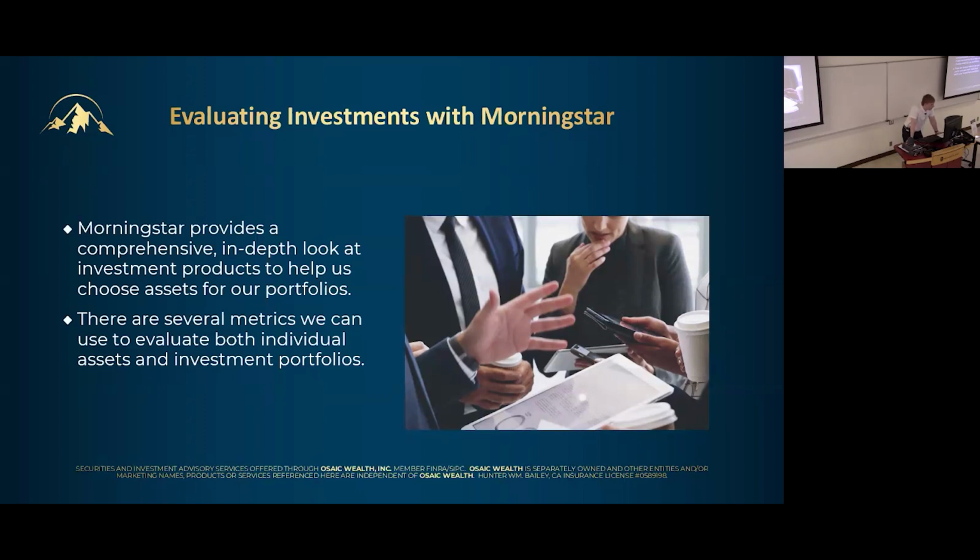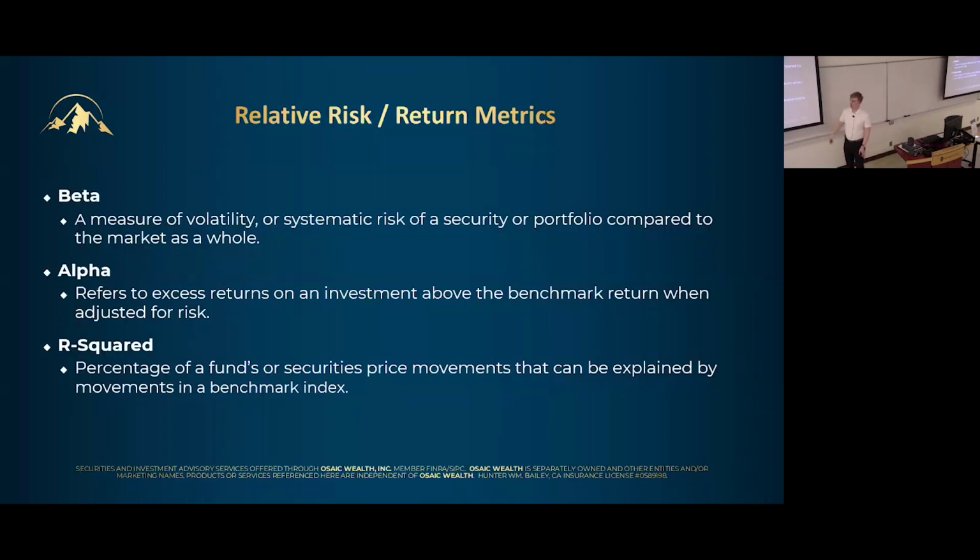So there's a lot of metrics we can use to evaluate both individual assets and investment portfolios. And if you remember, a couple of those are beta, alpha, and R squared. Super quick reminder, beta is a relative measurement of volatility, or the systematic or market risk of a security or portfolio compared to the market as a whole, usually with the S&P 500 as our benchmark. And alpha refers to the excess returns on an investment above the benchmark return when you adjust for risk.